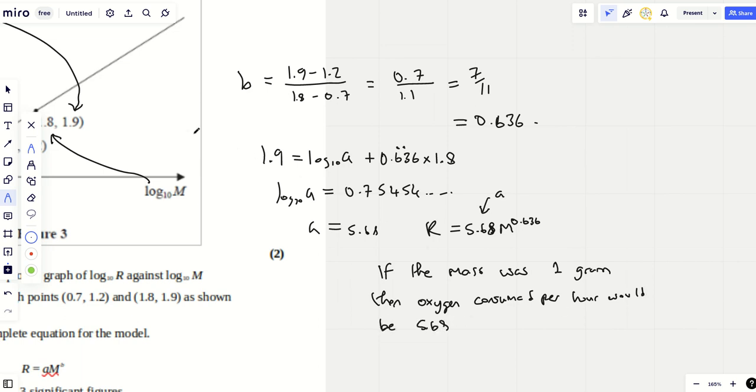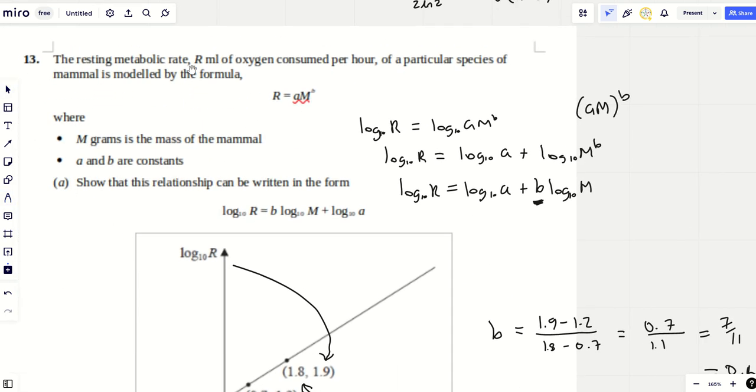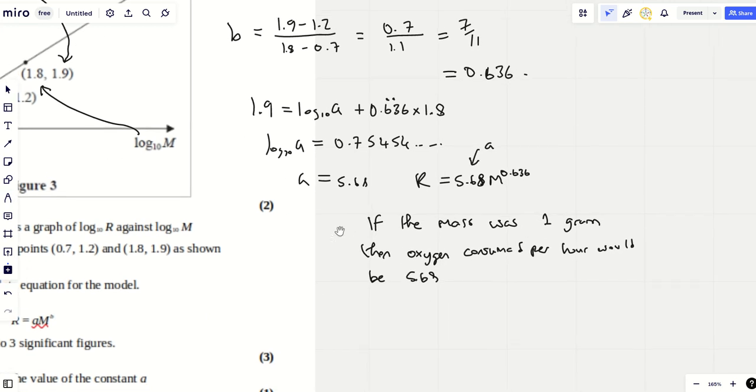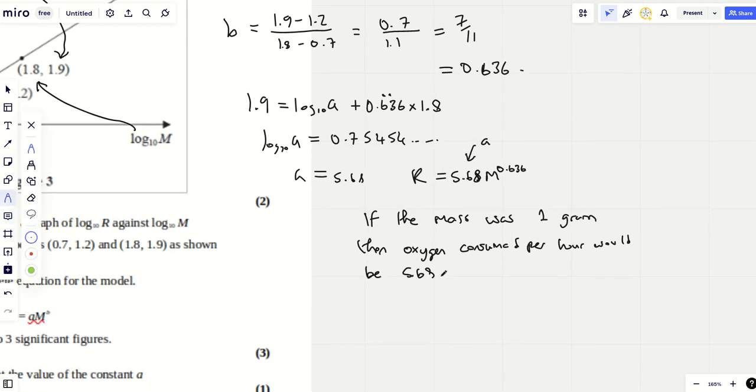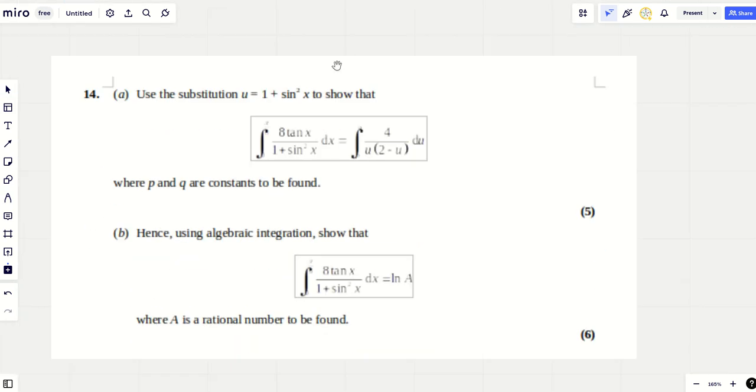Let me just check out the units on that. It's the resting metabolic rate, isn't it? Yeah, the resting metabolic rate in milliliters. And that's all you need to put. Okay, so that's the log one done.